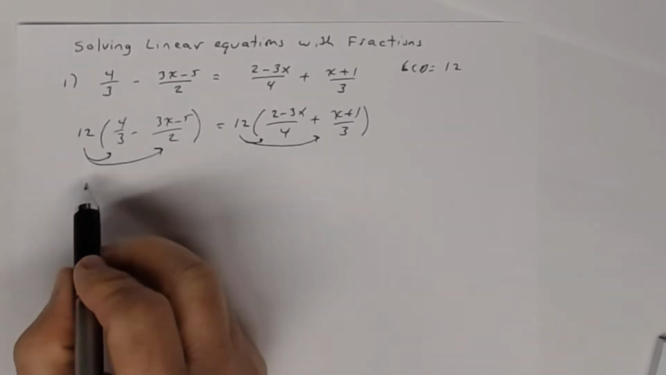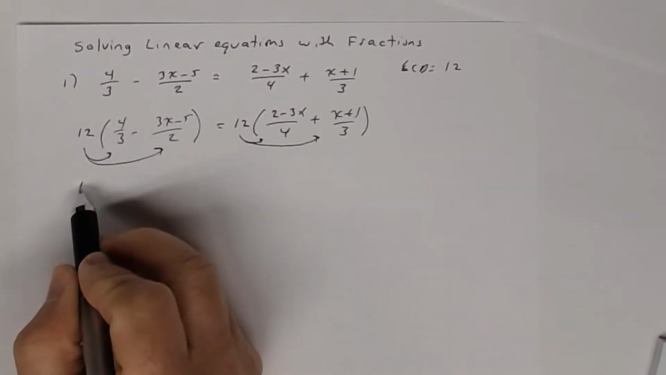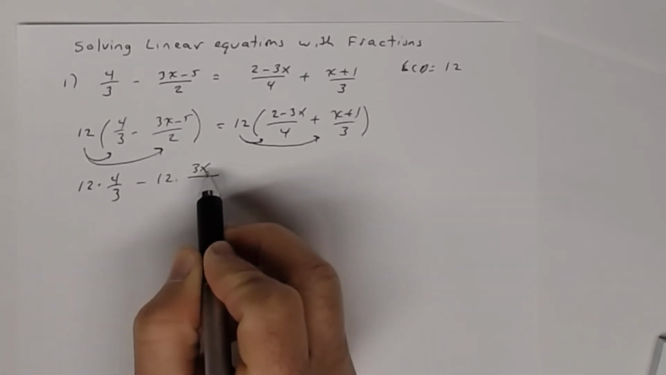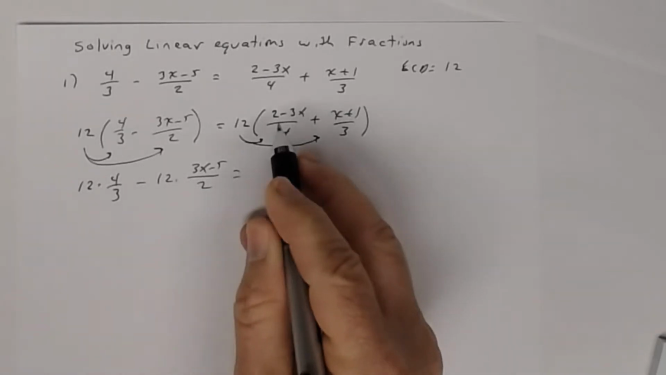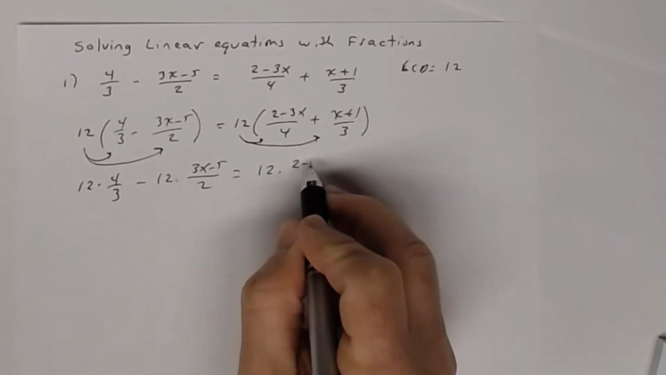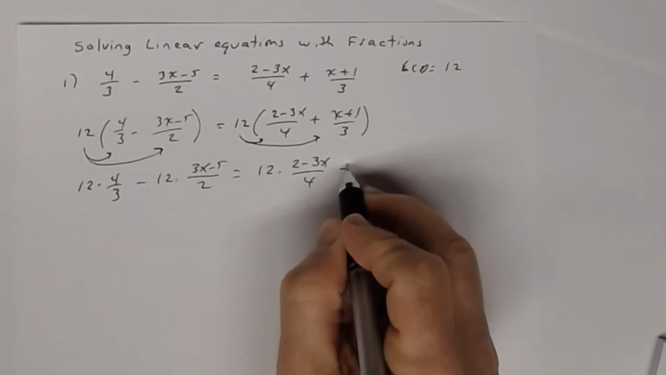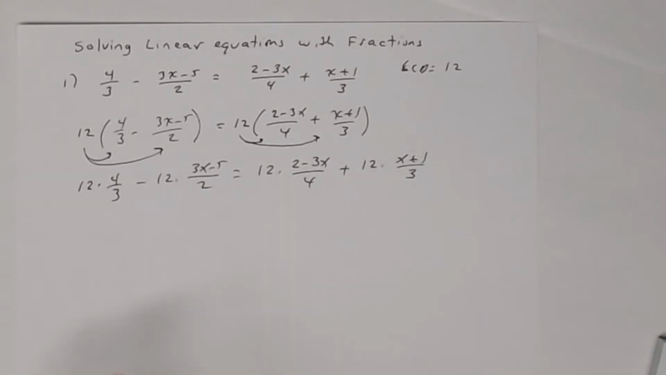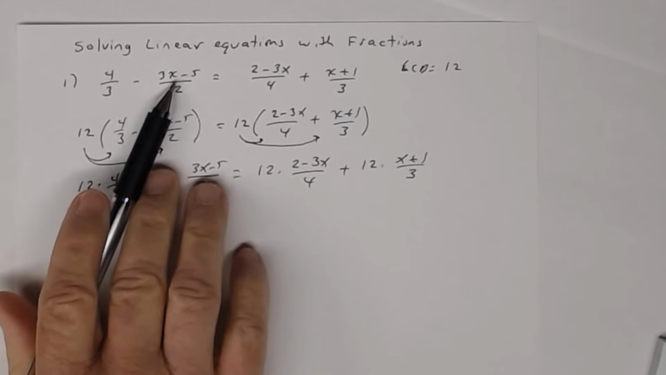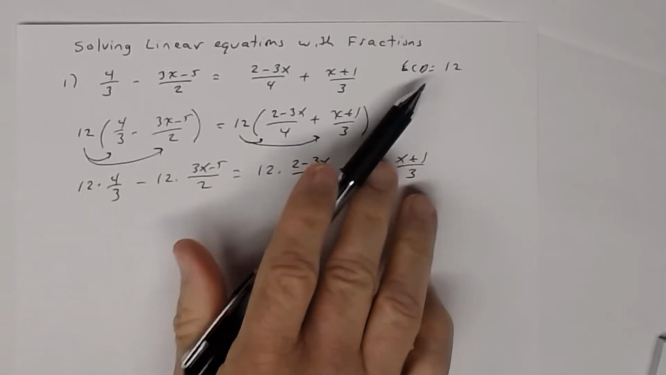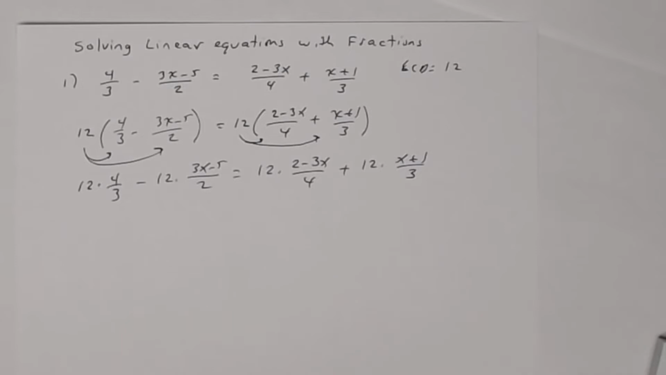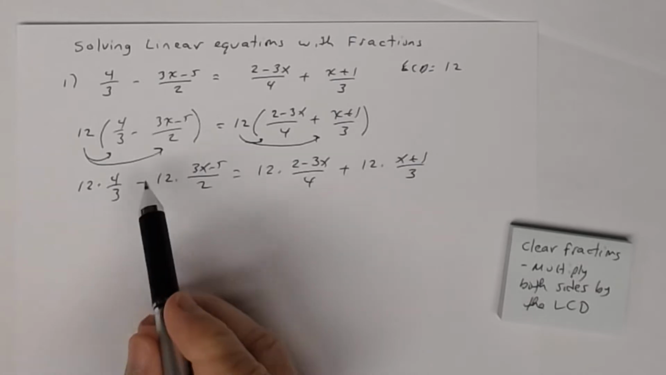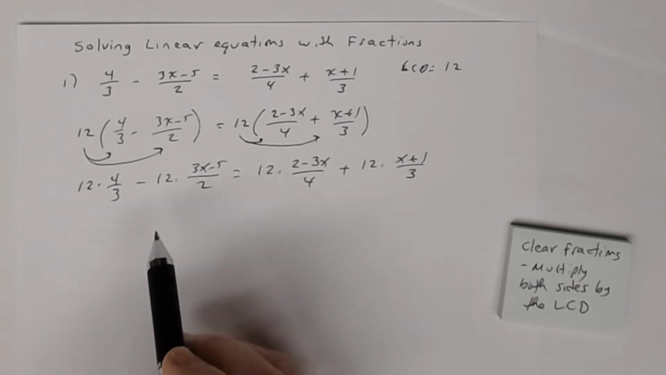So when you write this, this is what it looks like now. So you're going to say 12 times that first fraction, just like this, minus 12 times the second fraction, just like this, equals, and then the same thing here, 12 times the first fraction, and then plus 12 times the second fraction. All right, so that's what we have. So basically, you're taking each of those terms, each of those fractions, and you're multiplying it by the LCD. So remember, the whole purpose of multiplying both sides by the LCD is to clear those fractions, meaning you want 1s in those denominators, and now you do.